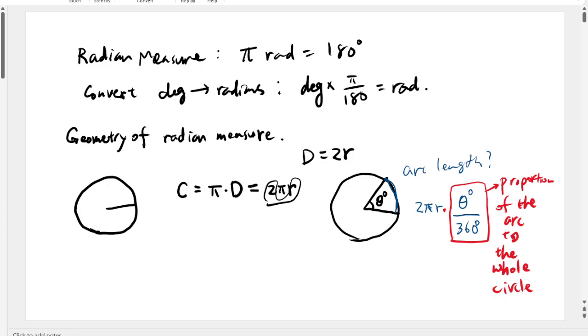Okay, so what? Well, you can now cancel the 2 pi r. See, 2 pi r theta degrees over 360 degrees.